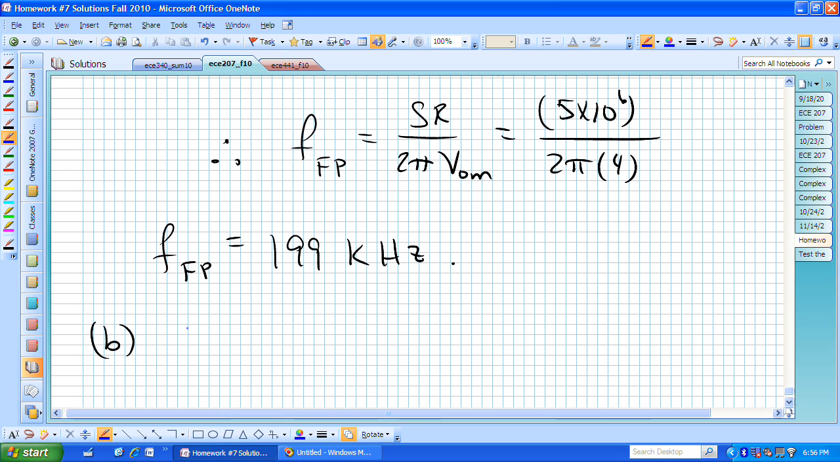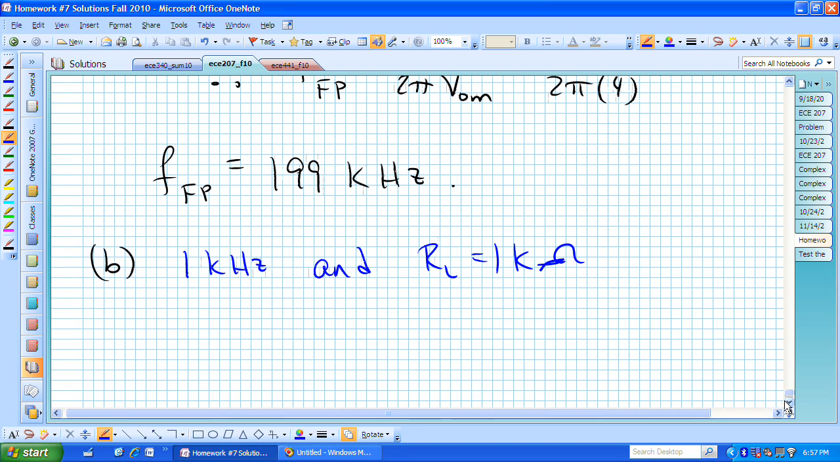Now we have a 1 kilohertz sinusoidal input, and our load resistor, R sub L, is 1 kilohm. We now have a couple of pieces that we have to be concerned about. From our circuit, we have to worry about the frequency and the load resistor, and the load resistor is going to be what determines how much current we're drawing from our op-amp. And remember, we can only get so much current out of the garden hose of our op-amp.